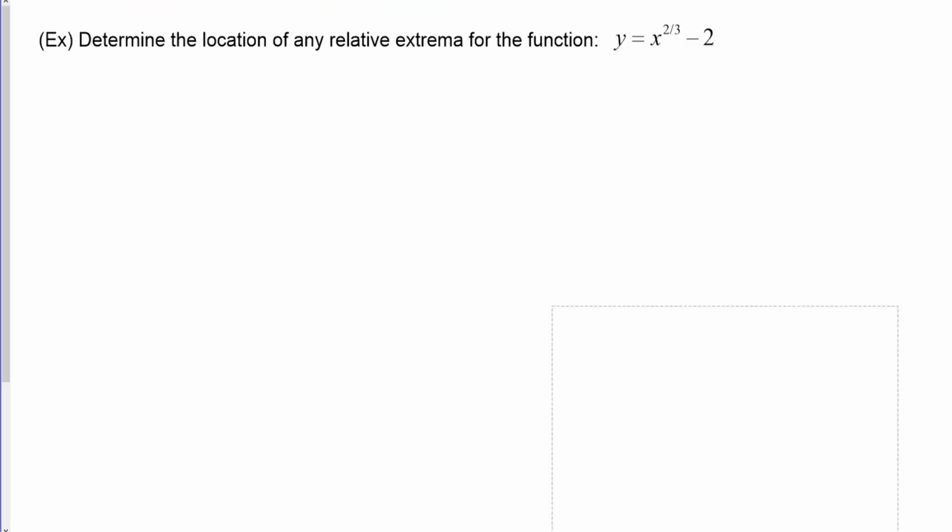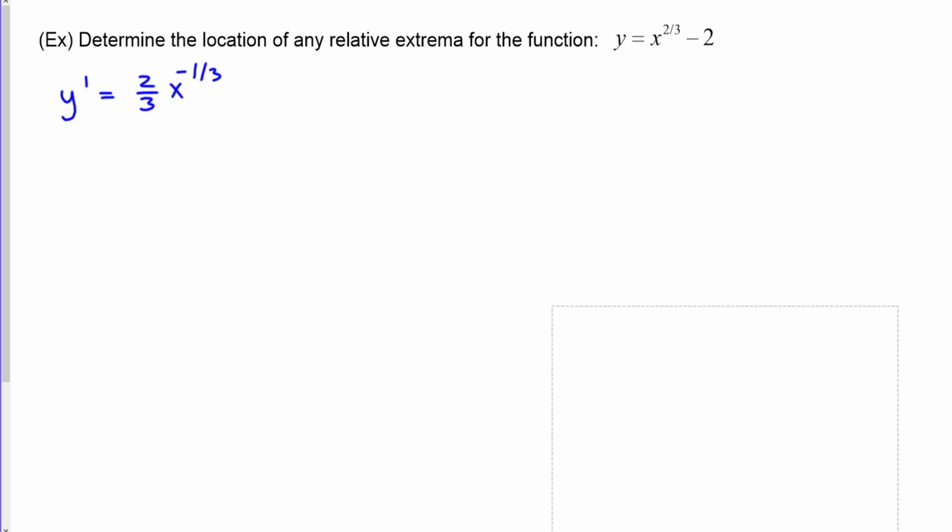Determine the location of any relative extrema for the function y equals x to the 2/3 power minus 2. Okay, to find relative extrema, which are minimums, maximums, or neither, first thing we need to do is locate critical numbers. So the critical numbers are where the first derivative is 0 or undefined. So the first derivative is going to be y prime equals 2/3 x to the negative 1/3 power, and that's going to be our derivative because the minus 2 goes to 0.